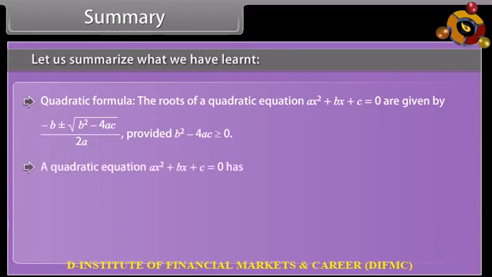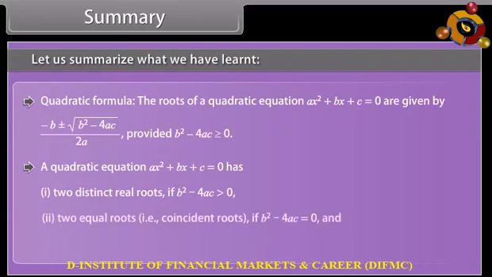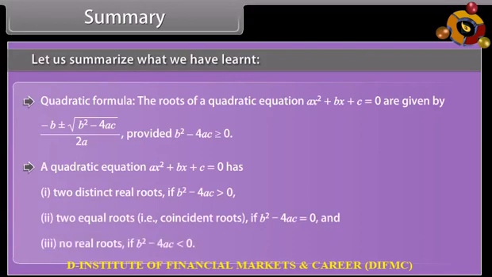A quadratic equation ax² + bx + c = 0 has 1. Two distinct real roots if b² − 4ac is greater than 0. 2. Two equal roots, that is, coincident roots, if b² − 4ac is equal to 0. And 3. No real roots if b² − 4ac is smaller than 0.